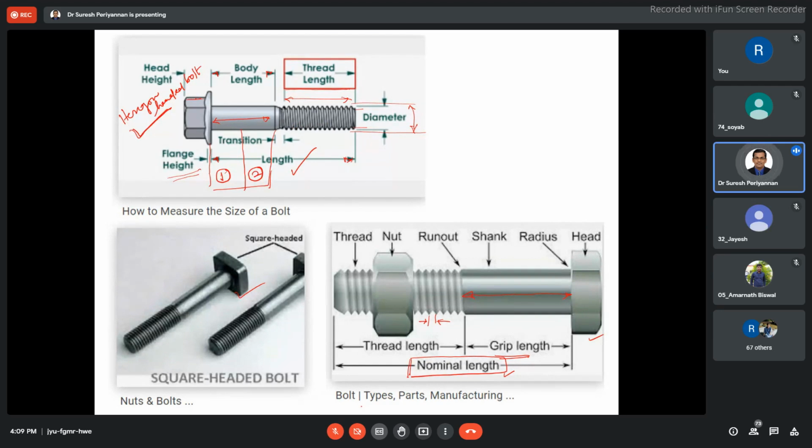The other disadvantage: threaded joints loosen when the component is subjected to vibration. So we have to verify them often, and maintenance will be required. In a welded joint, loosening of the components is not possible. But in threaded joints, the threads get loosened, and then the component is subjected to vibration.